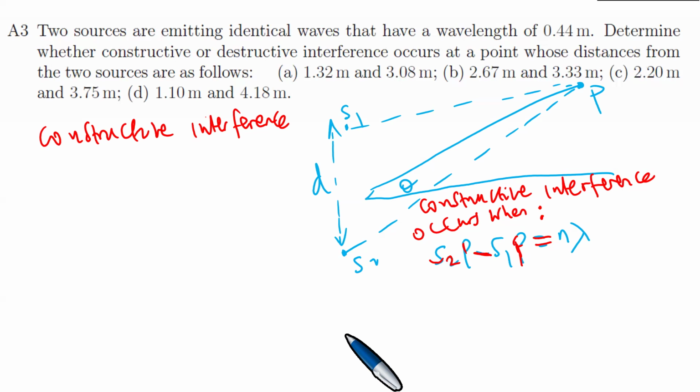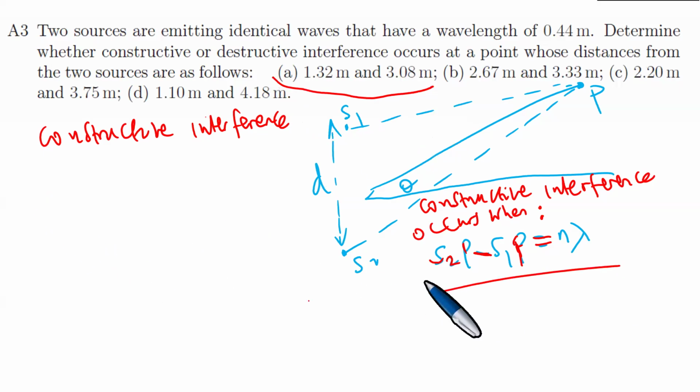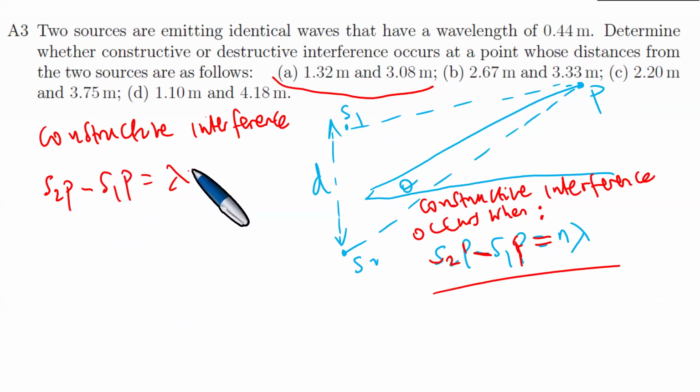So now if the wavelength is this, and we subtract these two, let's look at part A. I think there might actually be a much easier way, so we use this result. We want to know whether constructive or destructive interference takes place at a point whose distances from the two sources are as follows. What this might mean is that we just use this formula: S2P minus S1P must be n lambda.